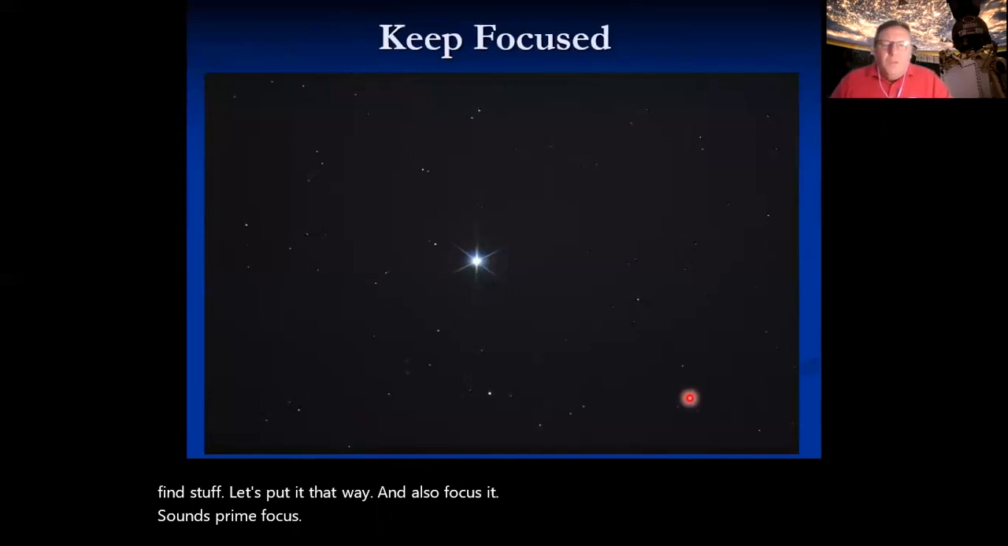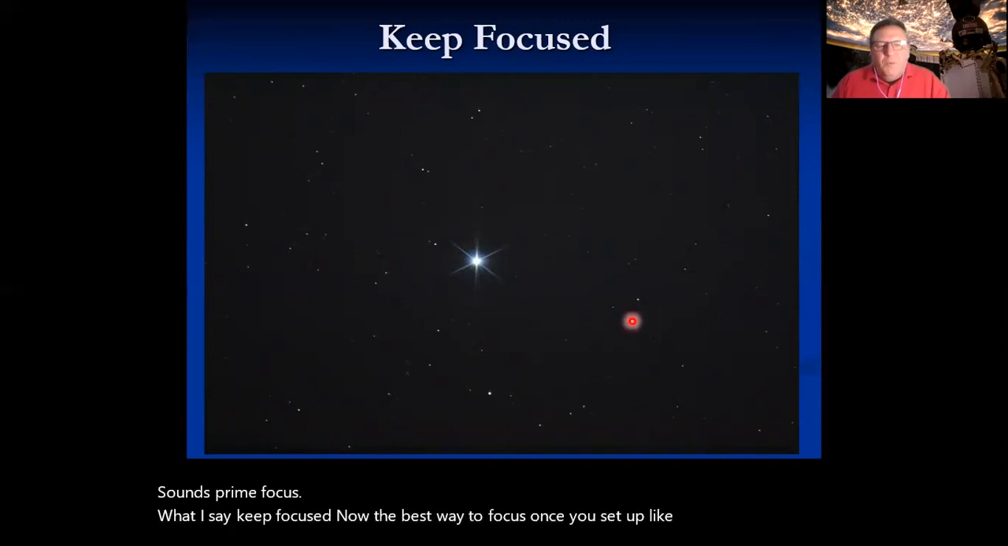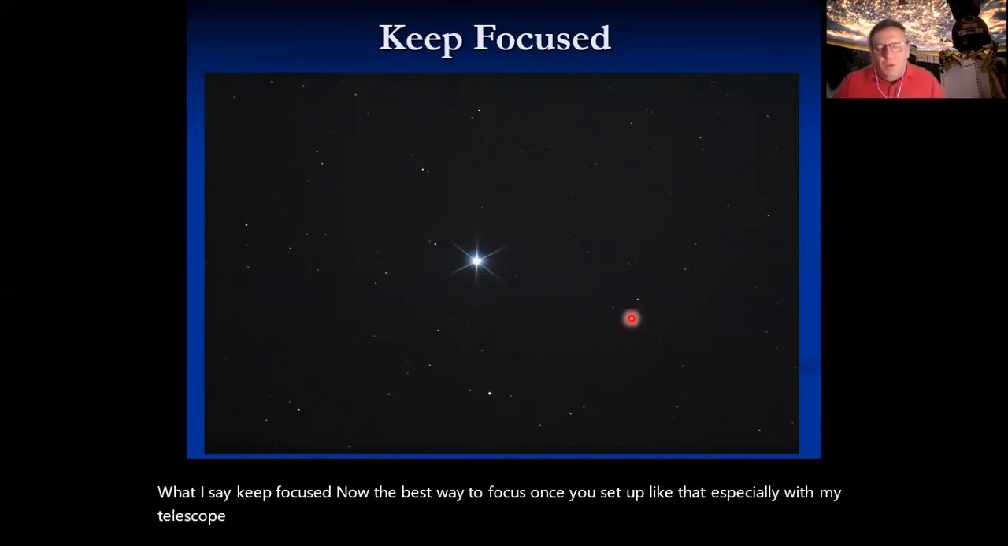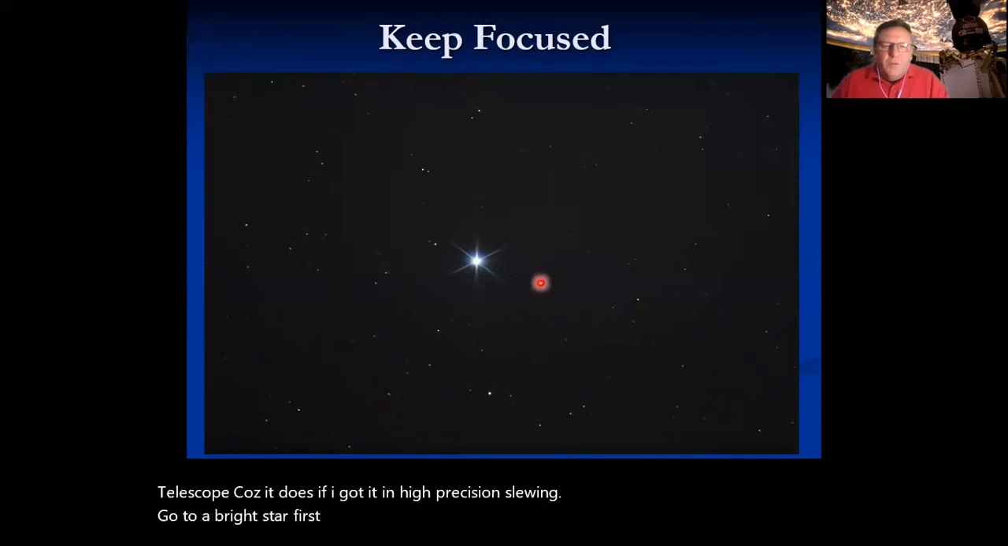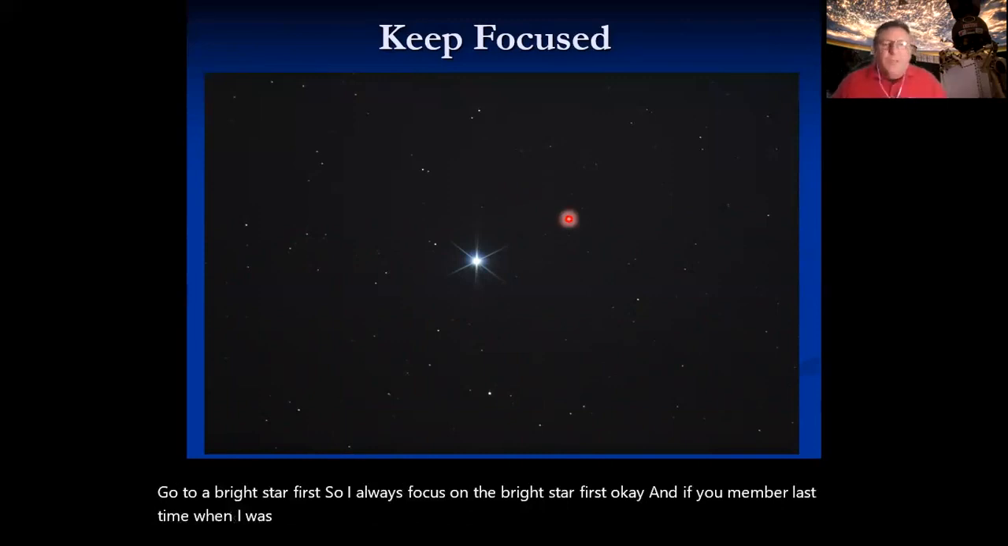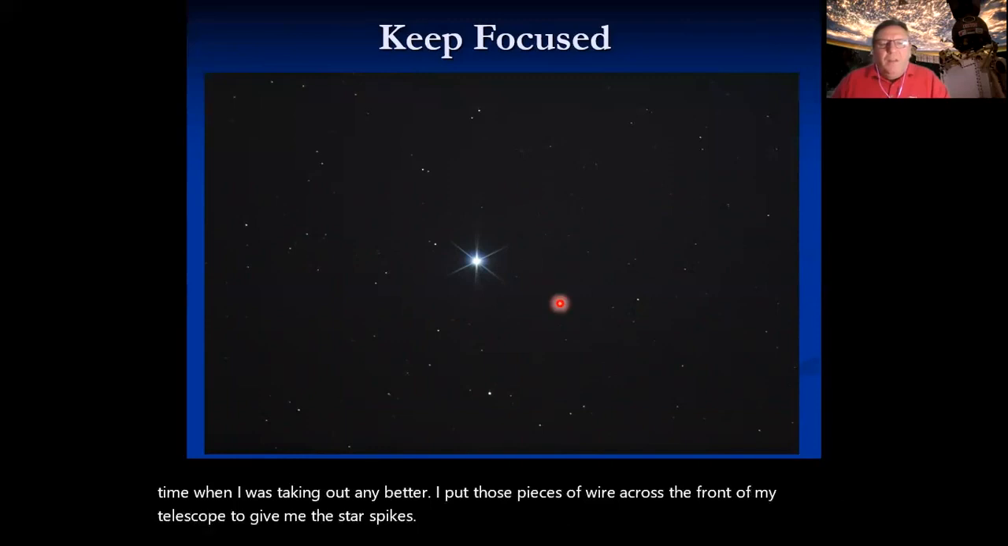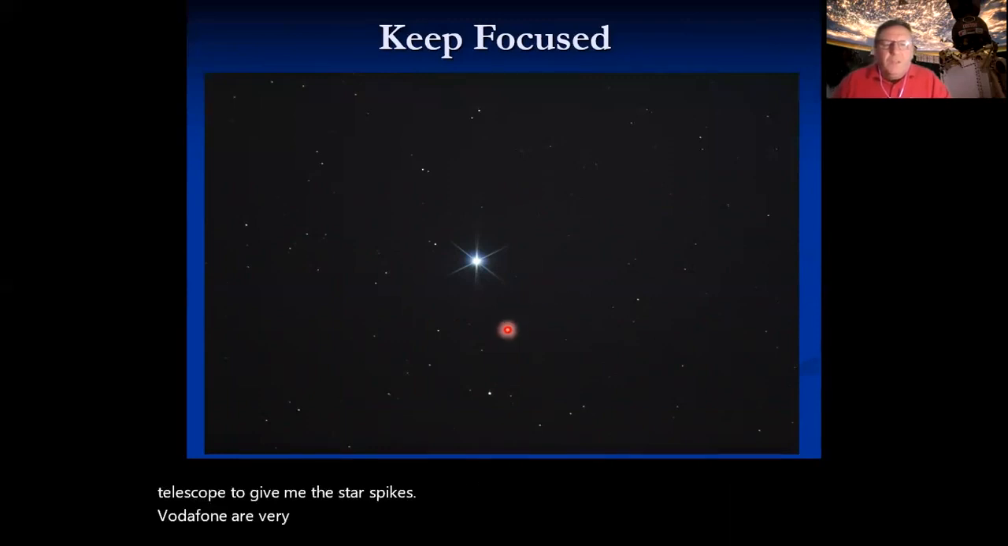As I say, keep focused. Now, the best way to focus once you're set up like that, especially with my telescope, because if I've got it in high precision slewing, it goes to a bright star first. So I always focus on the bright star first. And if you remember last time when I was telling you about it, I put those pieces of wire across the front of my telescope to give me the star spikes. I've also found it very handy for focusing because it does allow you to see these spikes when you're focusing, even through the eyepiece.